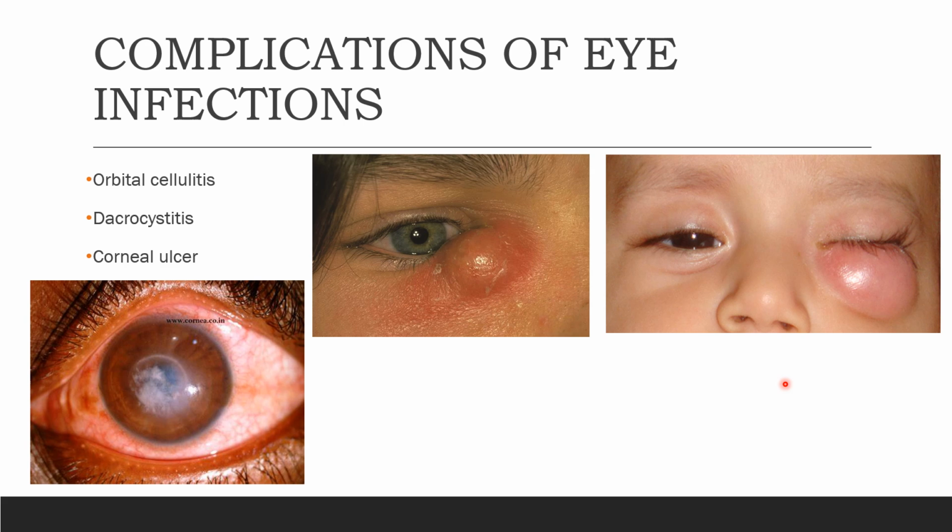Next is dacryocystitis. Dacryocystitis is the swelling and blockage of the eye tear drainage system. This is how a clinical presentation of dacryocystitis would look. Next is corneal ulcer. The causative agents would be adenovirus or enterovirus in viruses, and toxoplasma or microsporidia in parasites. So this is how a corneal ulcer presentation would be seen.